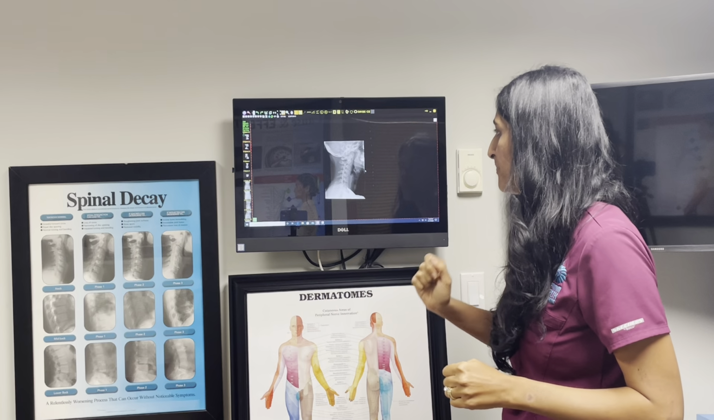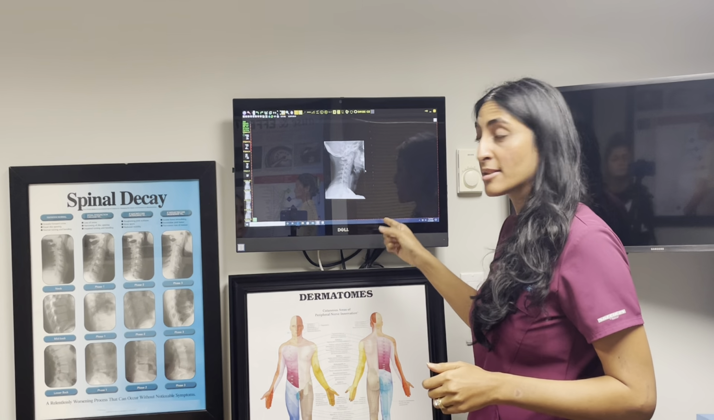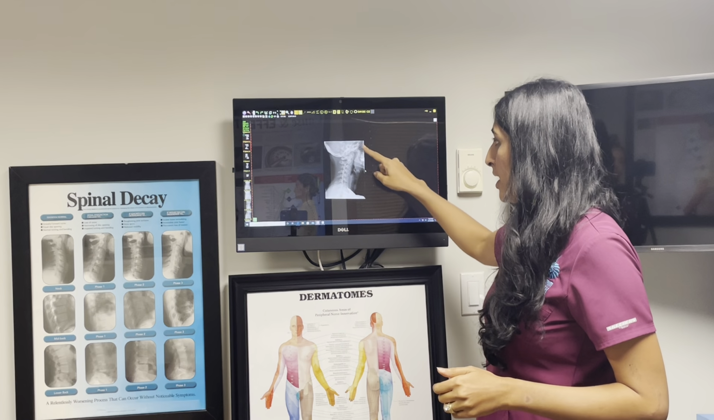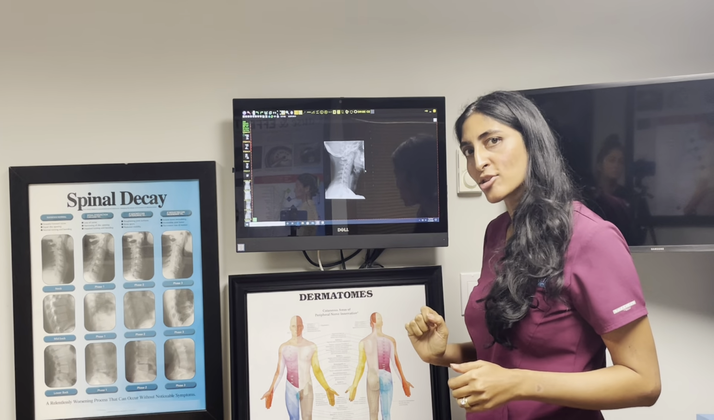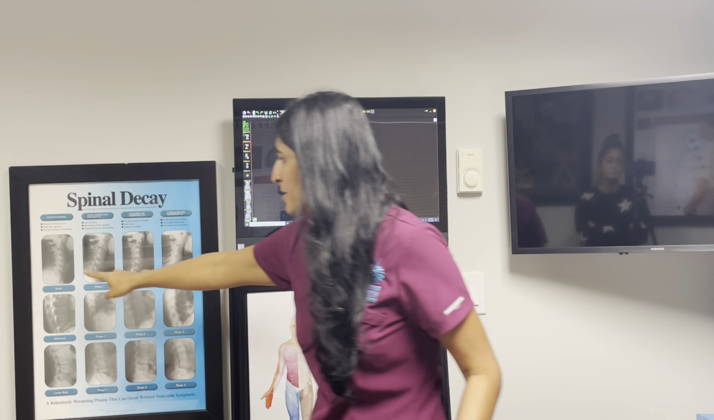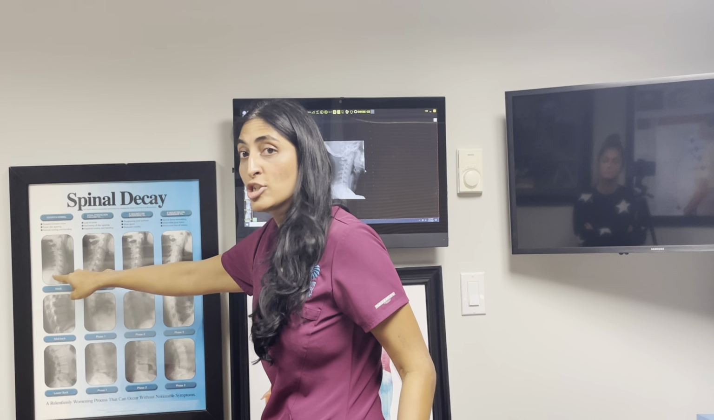So now let's take a look. This individual, this is her side view. This is a lateral view of her neck. Now, you can see that it's curving this way. Well, what should it actually look like? This is what we want a neck curve to look like. You want it to be a nice C-shaped curve.